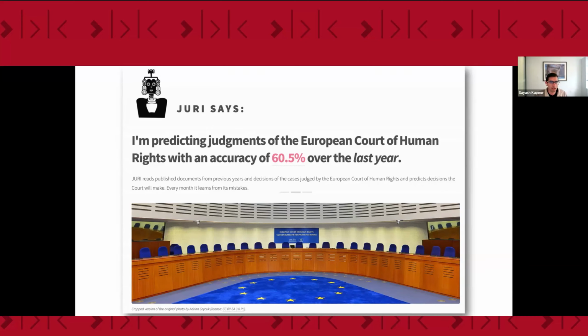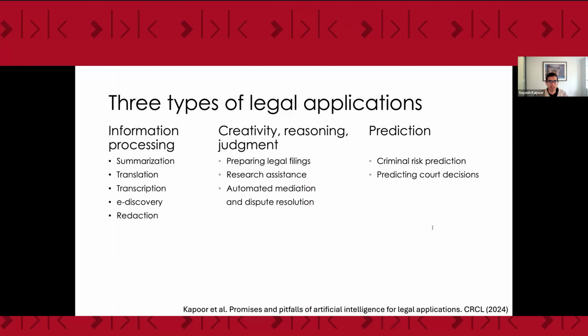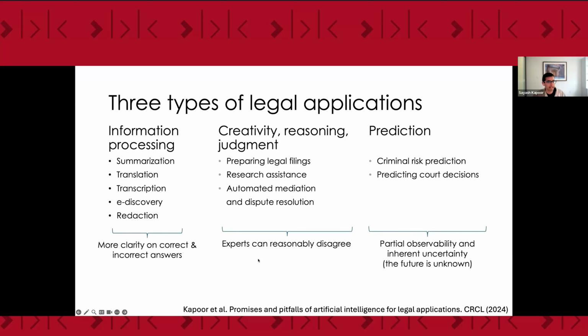So for example, this is a model called Jury that also tries to make predictions about judicial decisions. It only has an accuracy of 60%. Much like criminal risk prediction, it's not very much better than a coin flip. So this brings us to the end of this discussion on legal applications. As a quick recap, these are the three types of legal applications that we've seen: information processing, creativity, and predicting the future. The areas where there's most excitement about the use of AI is in tasks involving creativity and reasoning, as well as predictions about the future.